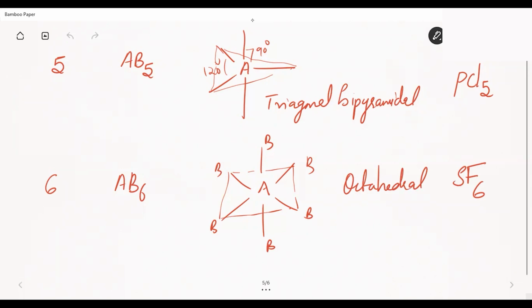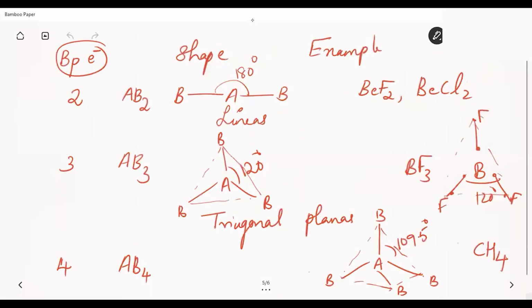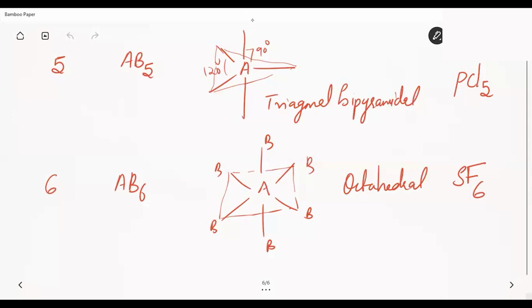So now we have discussed the case without lone pairs. The first one is linear, with 2 electron pairs. 3 electron pairs means trigonal planar. 4 electron pairs means tetrahedral. 5 electron pairs means trigonal bipyramidal, and 6 electron pairs means octahedral. So hope you get it. Everything clear? Any doubt, you can mention it in the comment box, and I will clarify that.